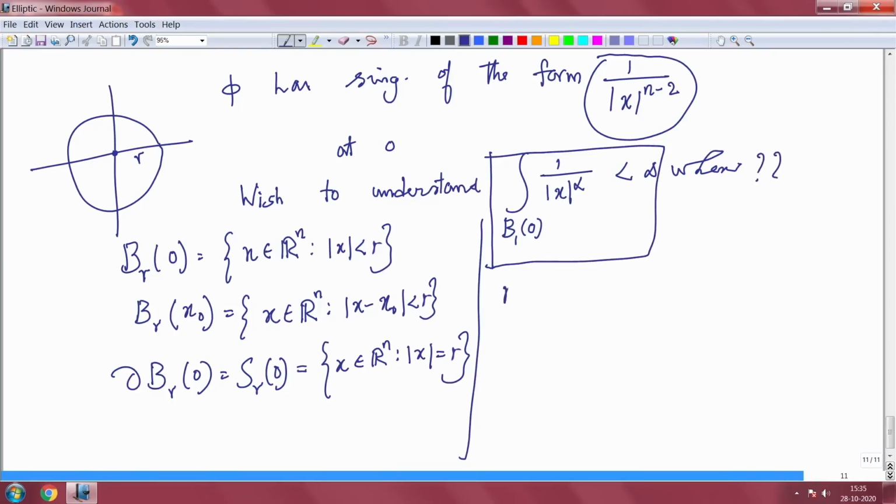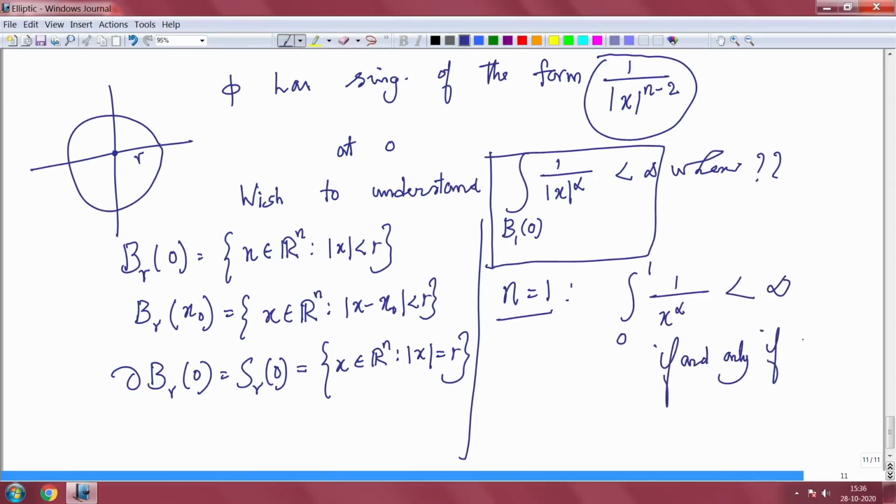So, what about when n equal to 1? This you know: n equal to 1, it is the integral from 0 to 1 of 1 by x power alpha. This is familiar to you; it is infinite if and only if alpha is greater than or equal to 1. Of course, when alpha is negative there is no problem because there is no singularity, the function goes to zero. Singularity comes only when alpha is greater than 0, so you have to check only the singularity at that point.